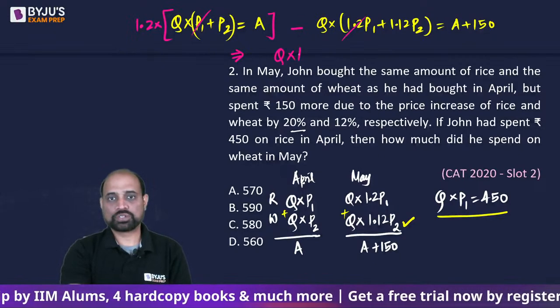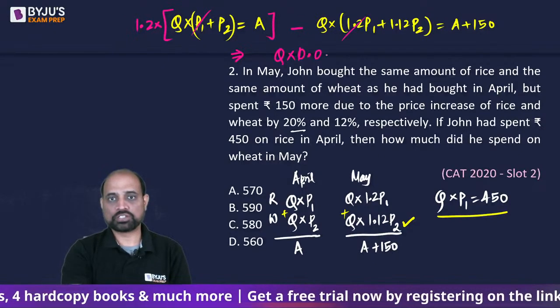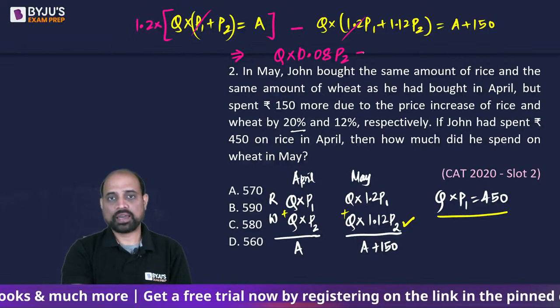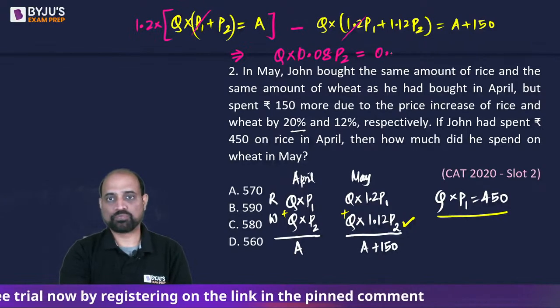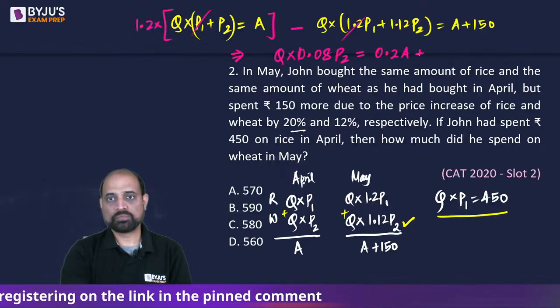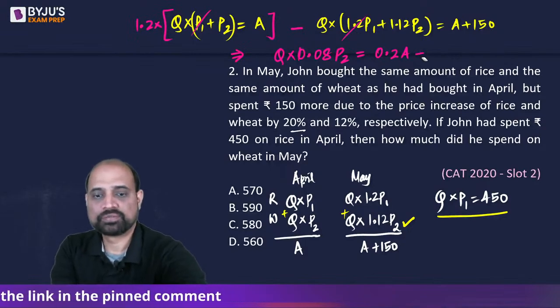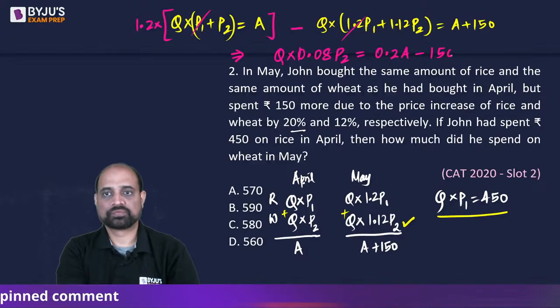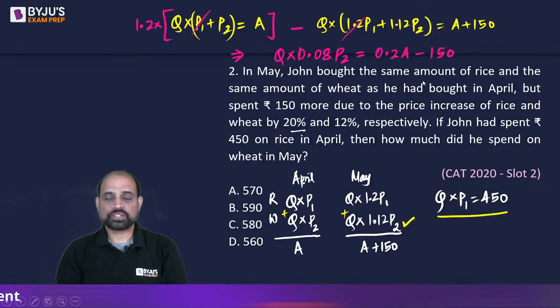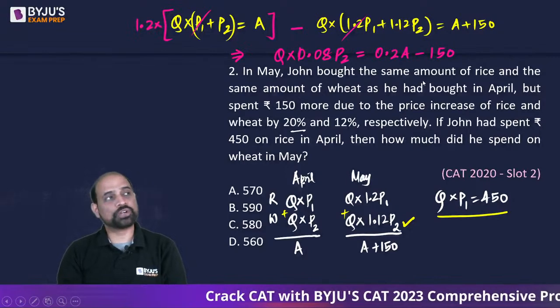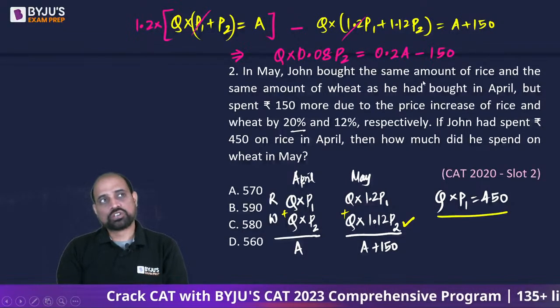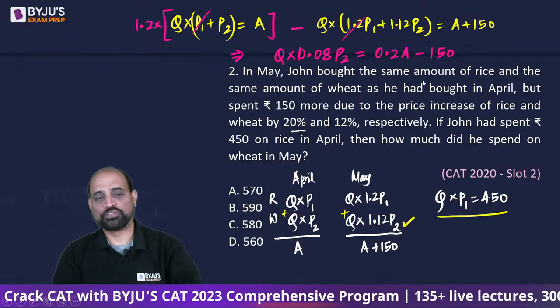1.2 times of P2 minus 1.12 times of P2 is going to be Q times 0.08 P2, and this will be 1.2A minus A, which is going to be 0.2A minus 150. Right? Okay. So we need Q into 1.12 P2. So for that, we would need the value of A. We did not use Q into P1 is equal to 450, right?